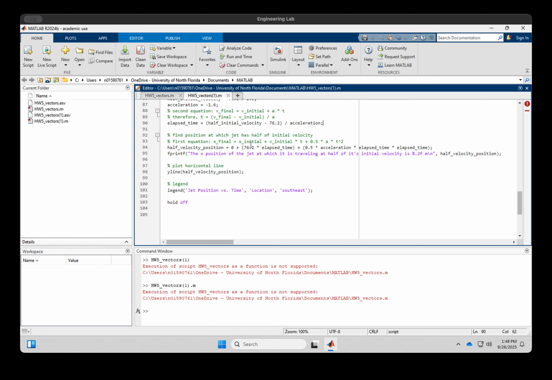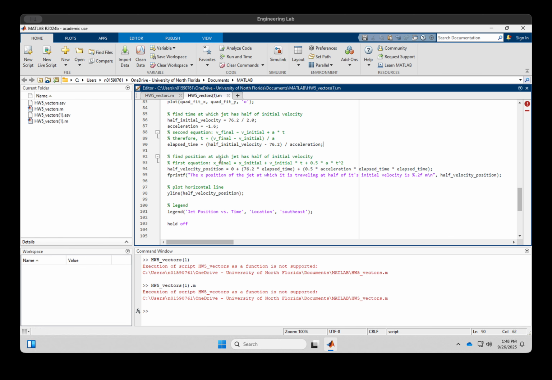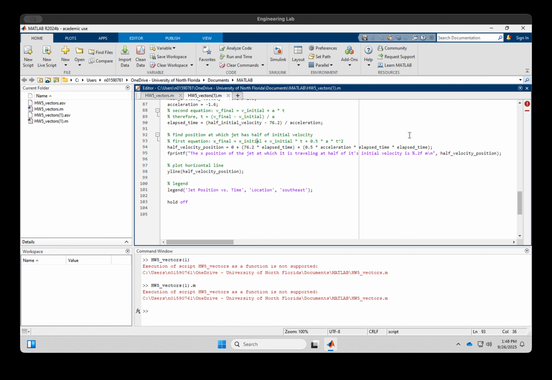But then you need to find the position, so you plug that into the first equation, which is finding the final x, given the initial x, the initial velocity times the time, plus half the acceleration times the time squared. You plug that in, and you just get the position, which is the final thing you need.